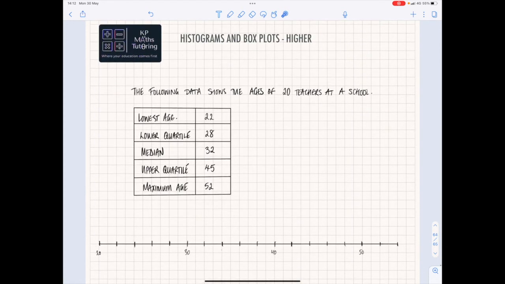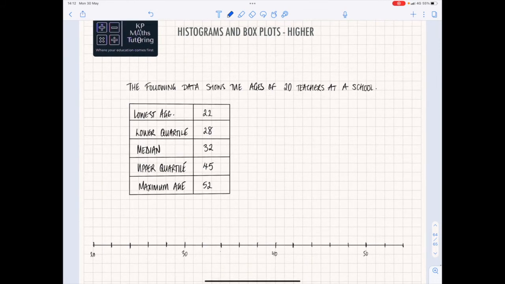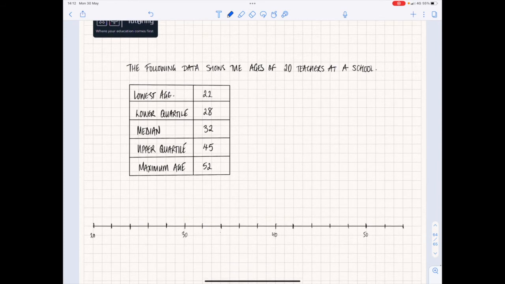So the next thing we can look at now is box plots. Okay, so the following data shows the ages of 20 teachers at a school. We've got a lowest age of 22, a maximum age of 52.